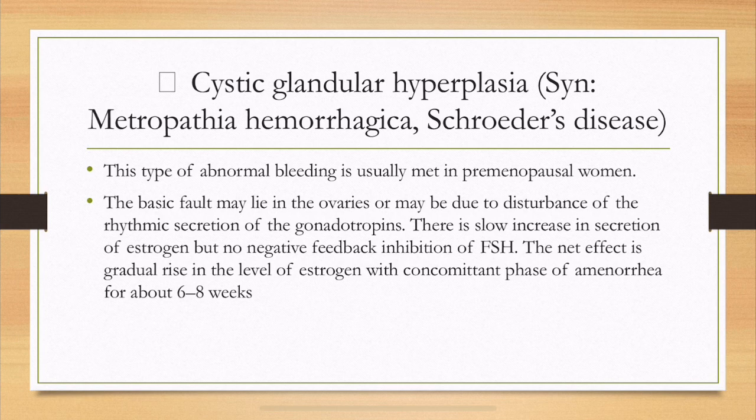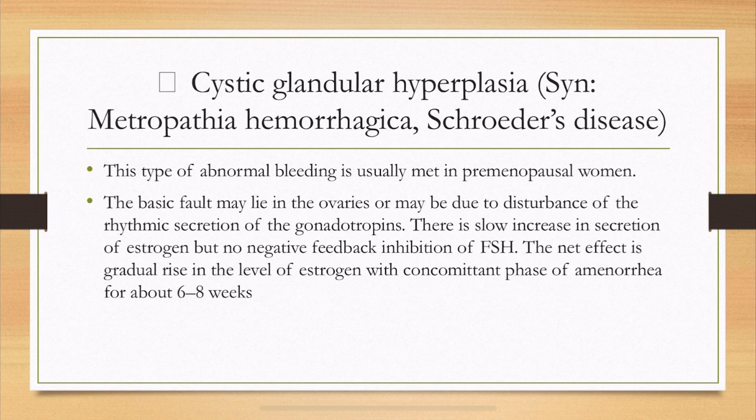This type of abnormal bleeding is usually met in premenopausal women. So, Metropathia hemorrhagica is found in premenopausal women. The basic fault may lie in the ovaries or in the disturbance of rhythmic secretion of gonadotrophins. So for Metropathia hemorrhagica to occur, either there is a fault in the ovary or there is a disturbance of secretion of GnRH.